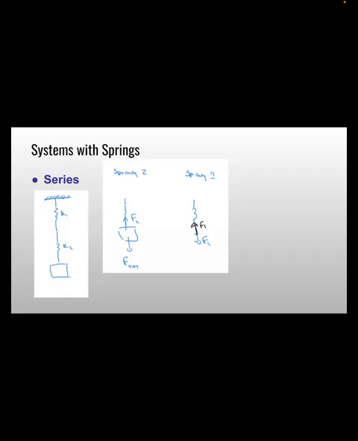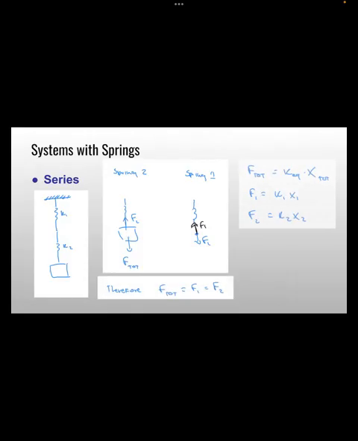Now, based on this, we can see that when the system is in equilibrium, F total is equal to F2, which means that F2 is equal to F1, which means that F total is equal to F1, which is equal to F2. This tells me that F total would be equal to an equivalent K for the system of spring times the total displacement of the springs.